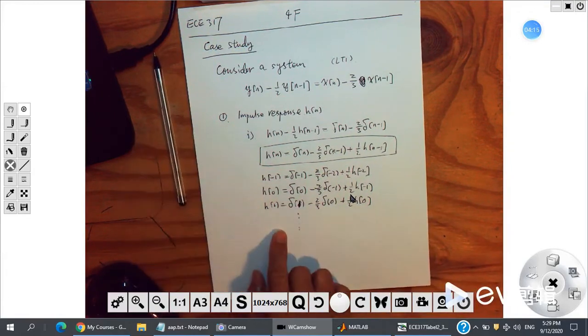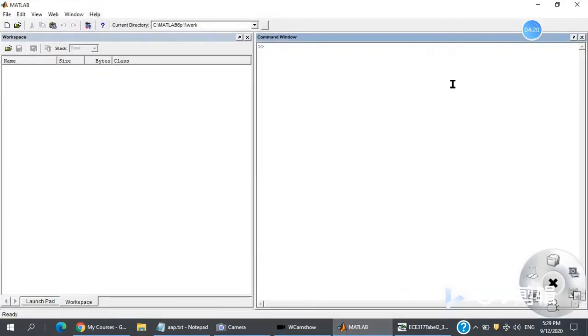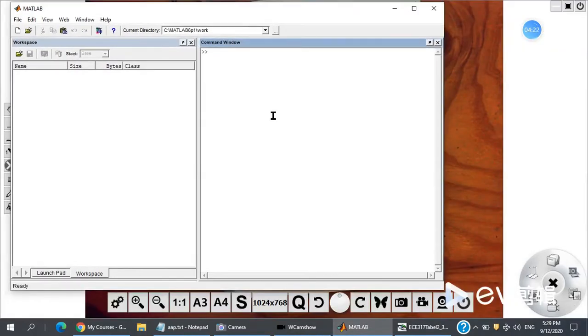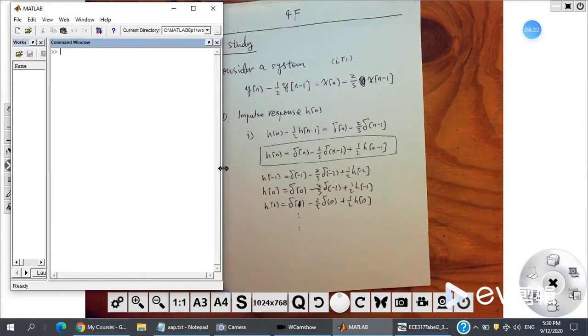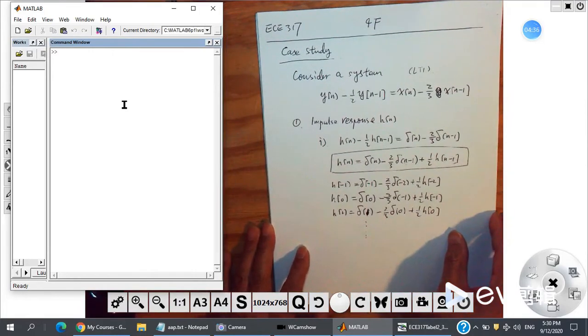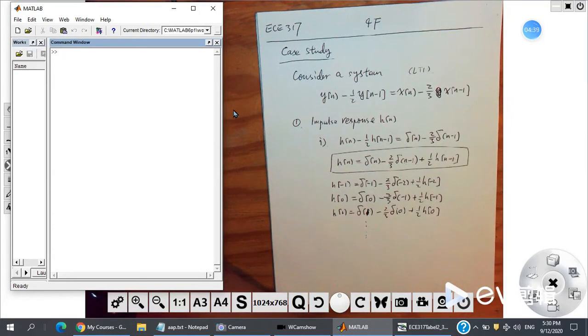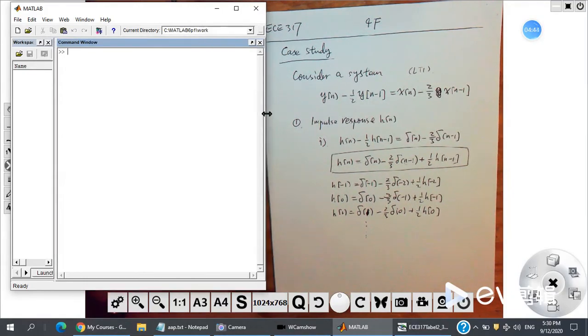Let me go to MATLAB. Okay, so I use a file. Okay, create a file.